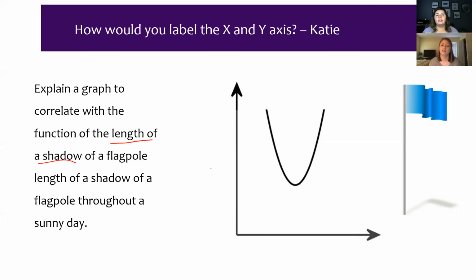We know that the sun moves throughout the day, so I would say the time of the day, or the hour of the day. And this would definitely be the length. Again, it tells us right there: the length of the shadow. Yes, and I definitely agree with that.